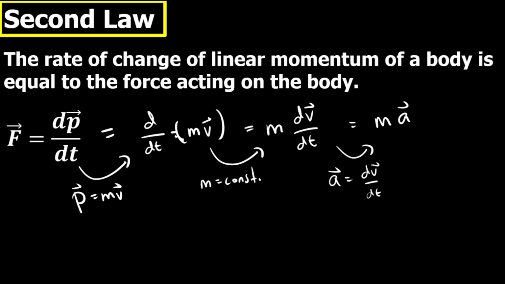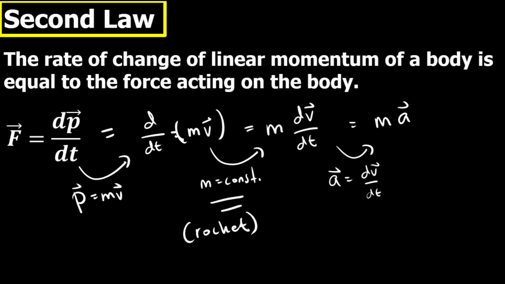Now, of course, this case changes if the mass is not constant. For example, in rockets, as the rocket flies up, it will burn more fuel, and that fuel will be ejected out. Therefore, the mass will differ as it flies.